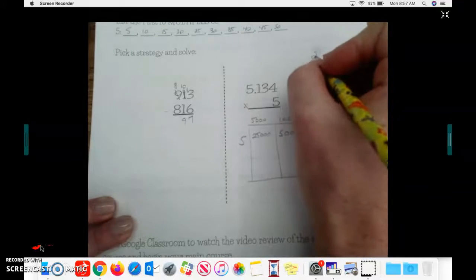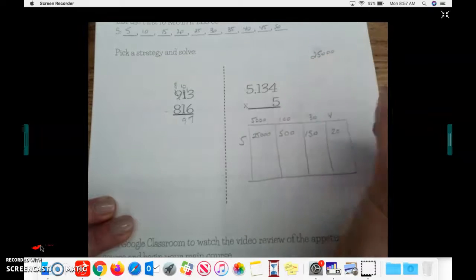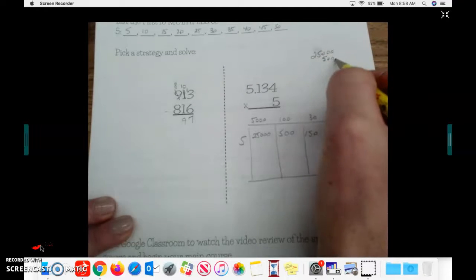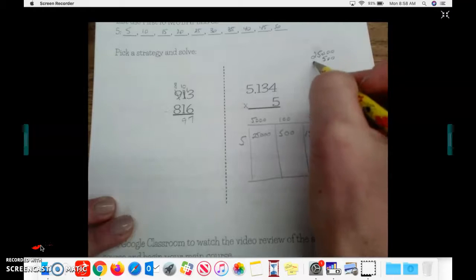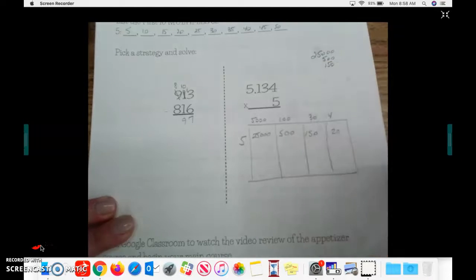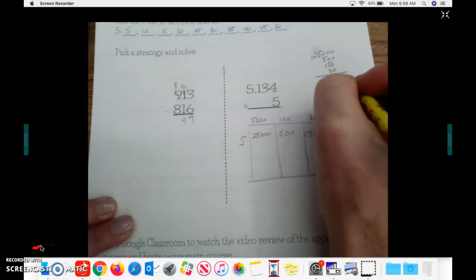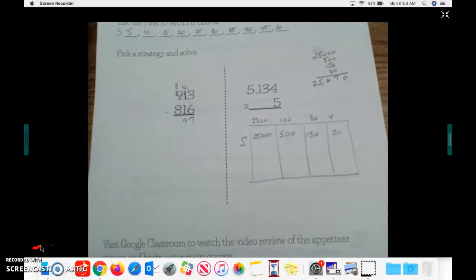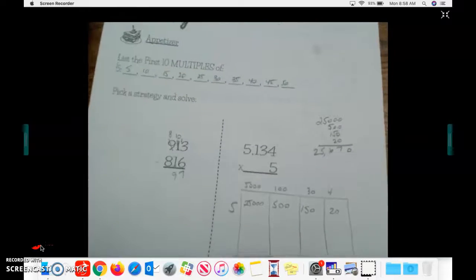Then I'm going to make sure I line those up in their correct place value. So I want to always start at the ones column when lining numbers up, because if I start here, this 500 would be way out of place. Okay? So then I'll go through, line all those up, and I'm going to add. So I get 25,670.